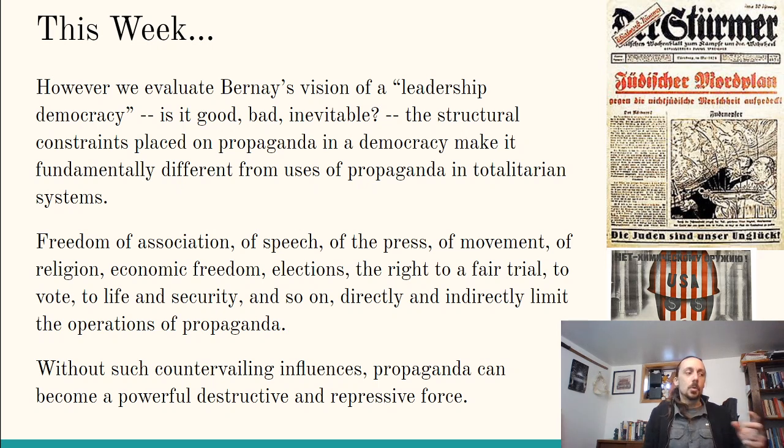And the more dysfunctional the democracy, the less functioning the democracy, the worse your PR problem is going to be, all right? Because without countervailing influences, without something pushing back against the conscious manipulation of the opinions of the masses, propaganda could really become a very destructive force, a very repressive force.